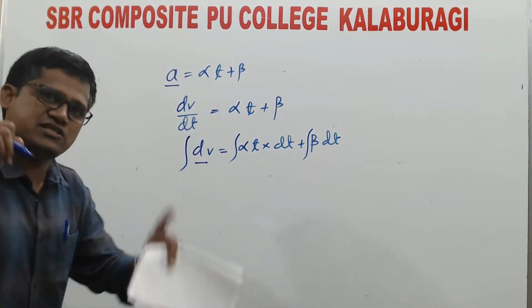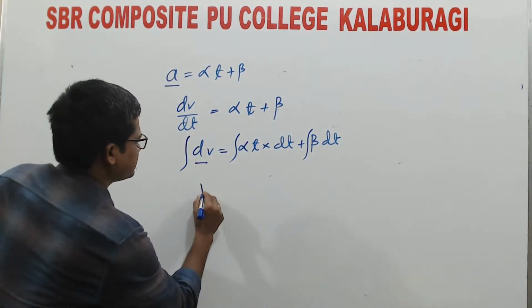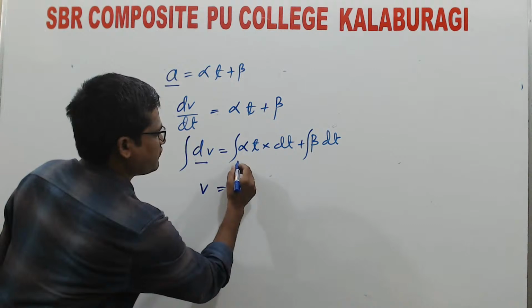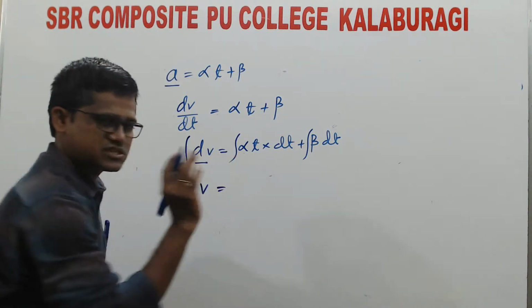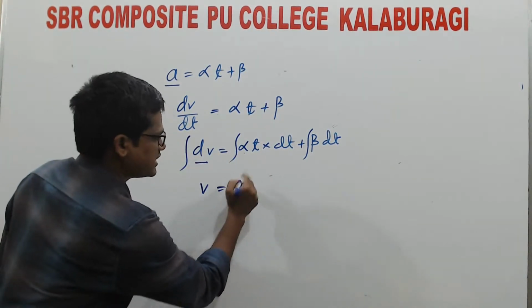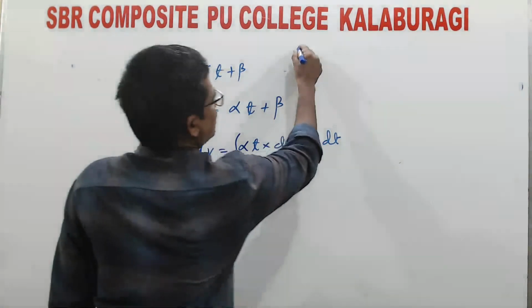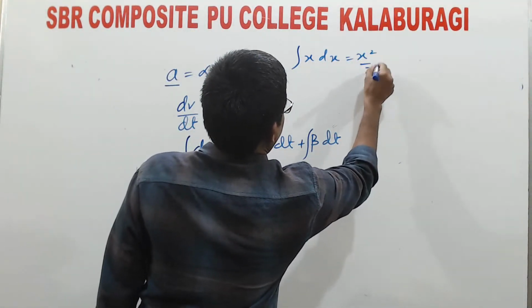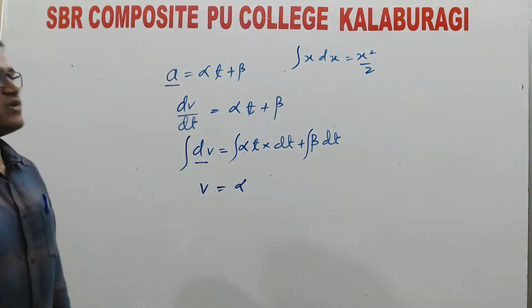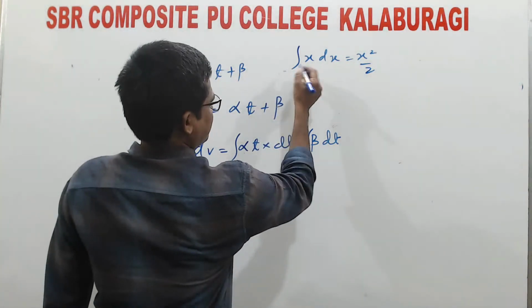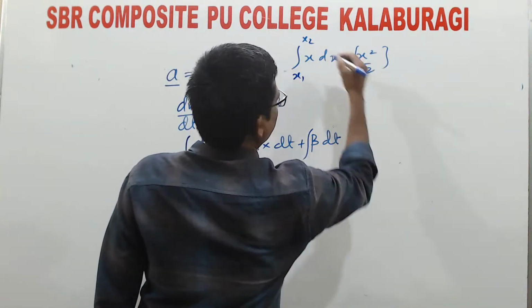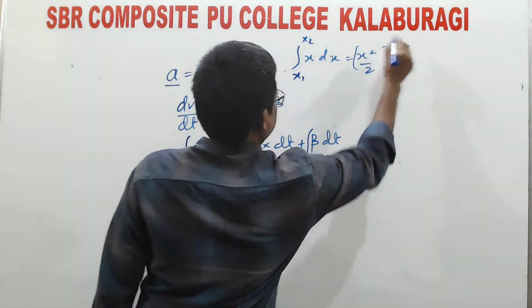Integration of dv, there is a formula in mathematics. It will be v. Right? So here alpha is constant, you will take it out. Integration of t, and I told you the integration of x with respect to dx will be x square by 2. It's a formula. For definite integrals, you learn it later. If it is integrated over limits x1 to x2, you have to write it like that.